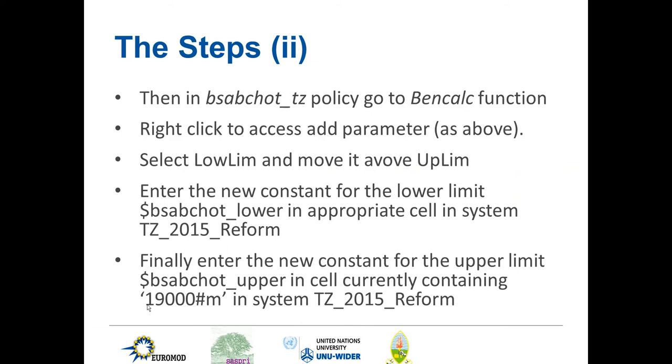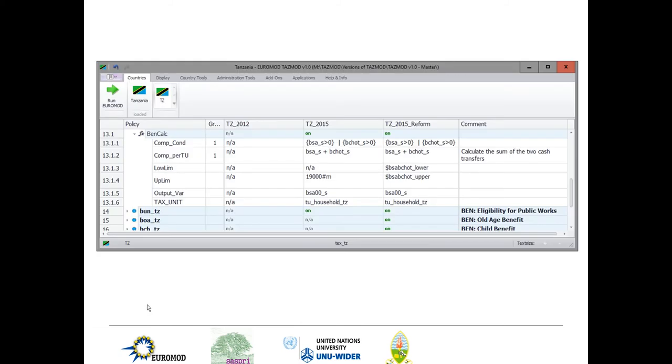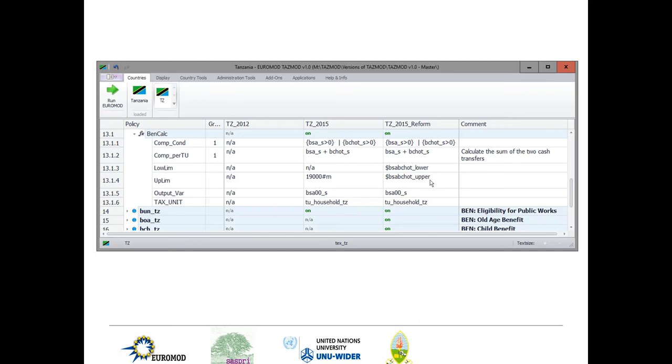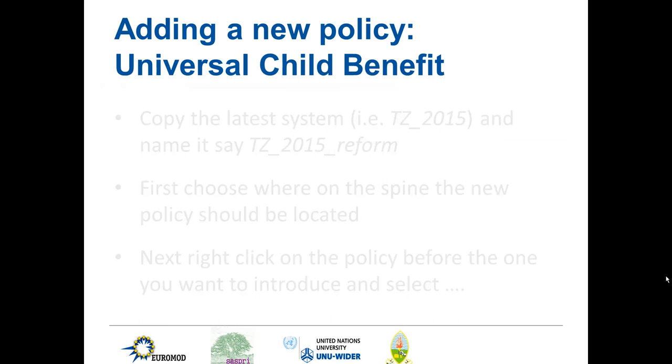Again, let's slip back to the actual presentation, and I'll do this in screenshots as well. So we've got the lower and the upper limit entered into the new BSA BCHOT policy in the reform. Note that in the non-reform, the lower limit is not applicable because it's only in the reform policy that we're putting the lower limit in. And of course, in the reform, the upper limit's no longer 19,000, but it's what's contained in that constant BSA BCHOT underscore upper, which we know is actually 20,000 now and not 19,000. Okay. Right. So that's how you amend an existing policy. Pretty straightforward. But a lot of steps.